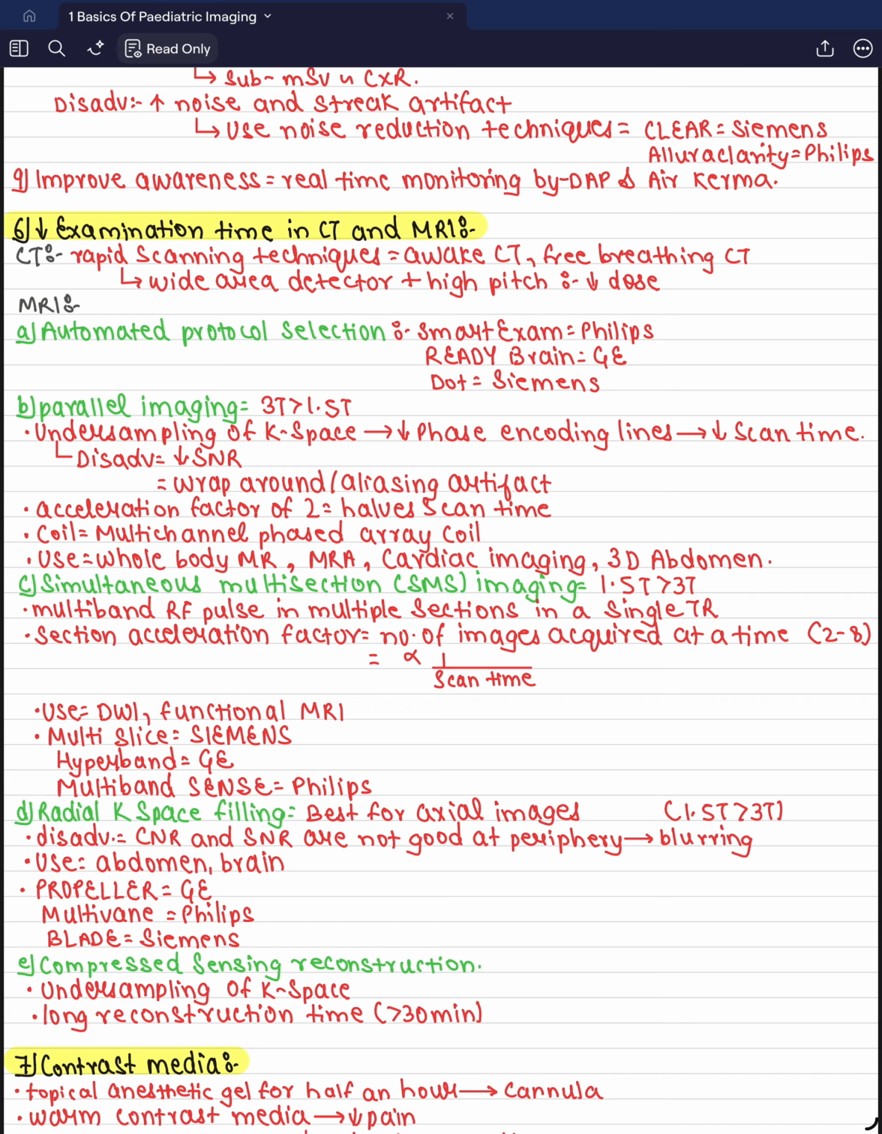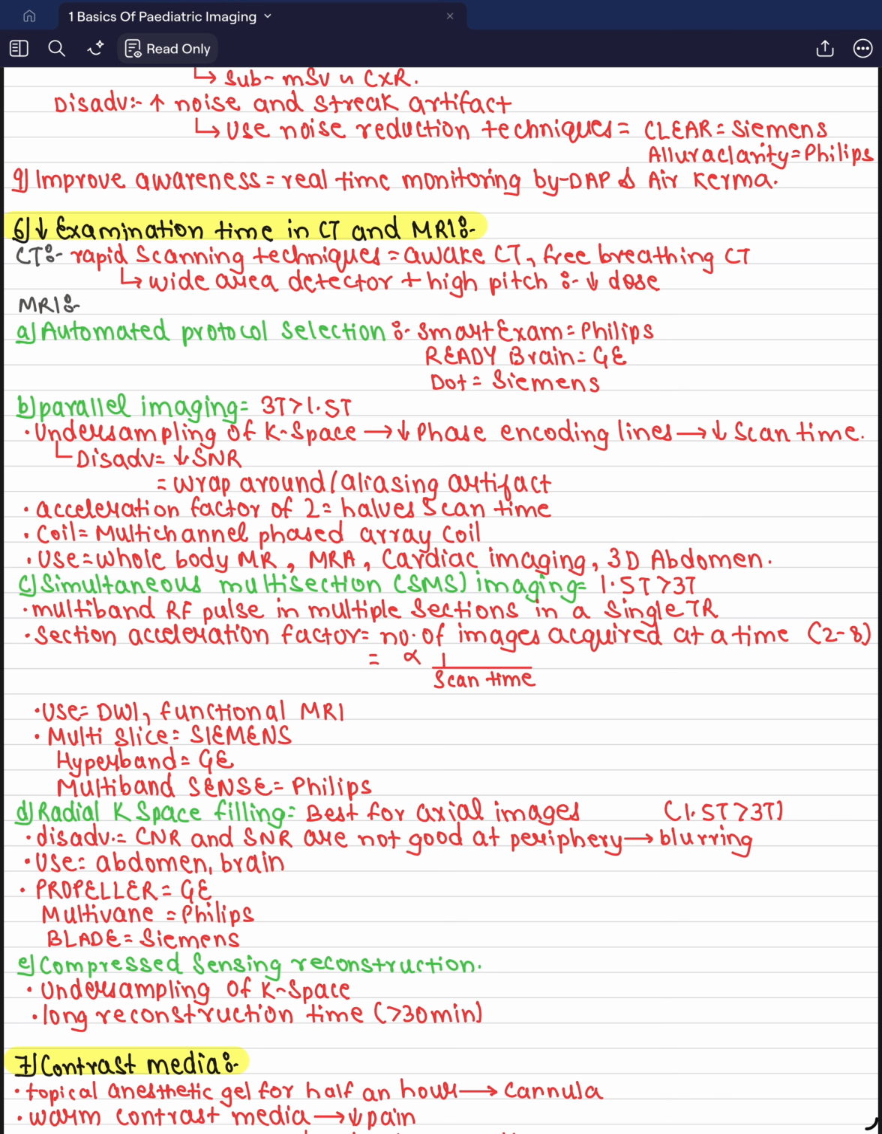How to decrease the exam time in MRI? First we have automated protocol selection, so the machine will automatically select the protocol. Like in Philips we have smart exam, in GE we have ready brain, in Siemens we have dot. So automated protocol selection decreases the time.